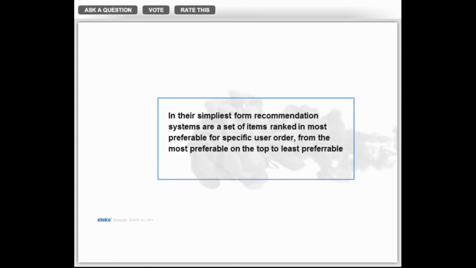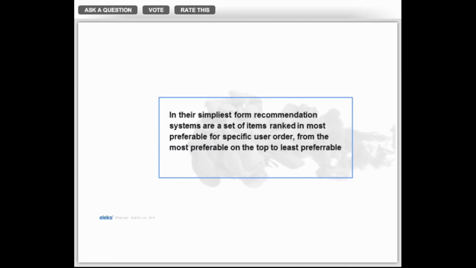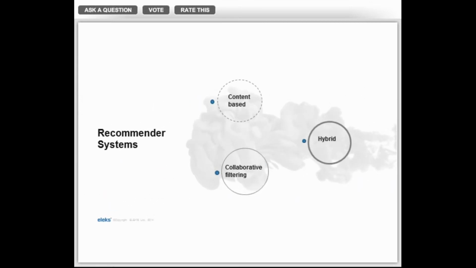So what are recommender systems? In the simplest form, recommendation systems are a set of items ranked in order of most preferable for a specific user, from most preferable to, obviously, least preferable at the bottom of the list. There are 3 main types of recommender systems: content-based, collaborative filtering, and hybrid, which is a combination of the first 2. And I will give you a little bit more information on content-based and collaborative filtering.